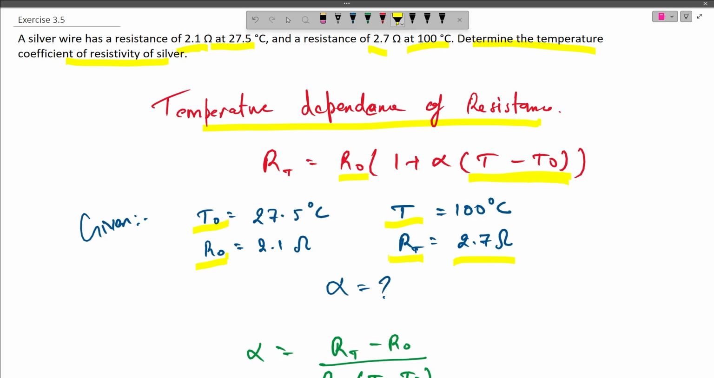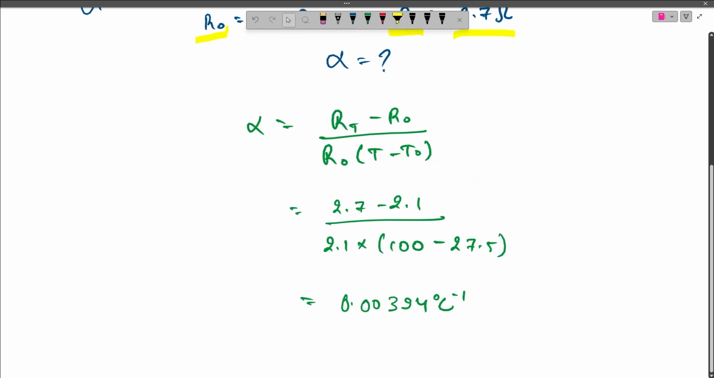Now in this formula we have been given all these four values, that is R T, R naught, T and T naught. We have to calculate alpha. So substituting all these values in this formula, we can easily calculate alpha. We will get a value of alpha as 0.00394 per degree centigrade.